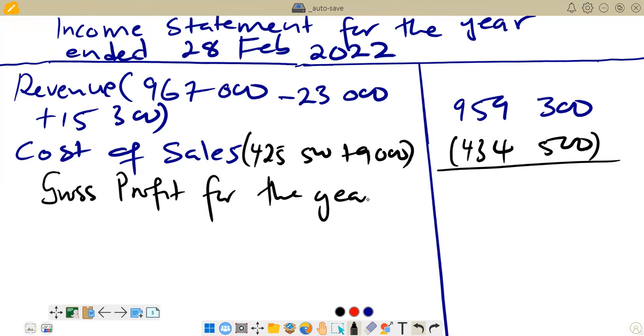Right. So let's try to subtract there. If you subtract those two figures, you are going to get 524,800. Having done this, now we go to the section of other operating income. So here we are saying other operating income.